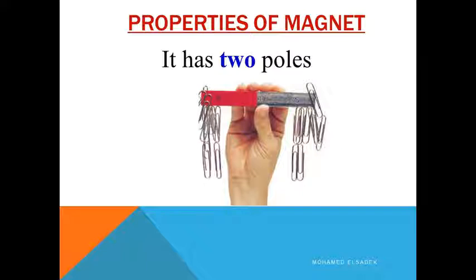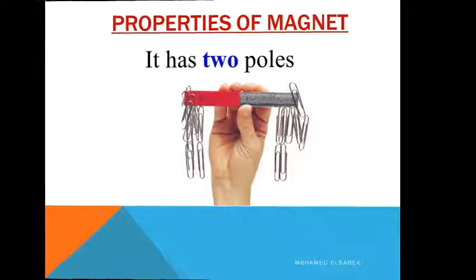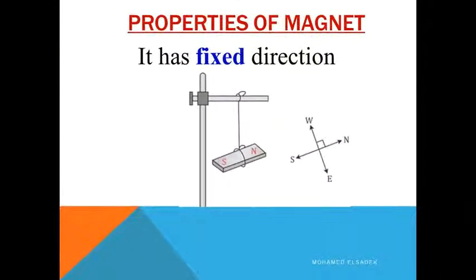Number 1, it has 2 poles: S pole and N pole. We said before that the S pole means south and the N pole means north. So the first property of magnet is that it has 2 poles. The second property of magnet is that it has a fixed direction.